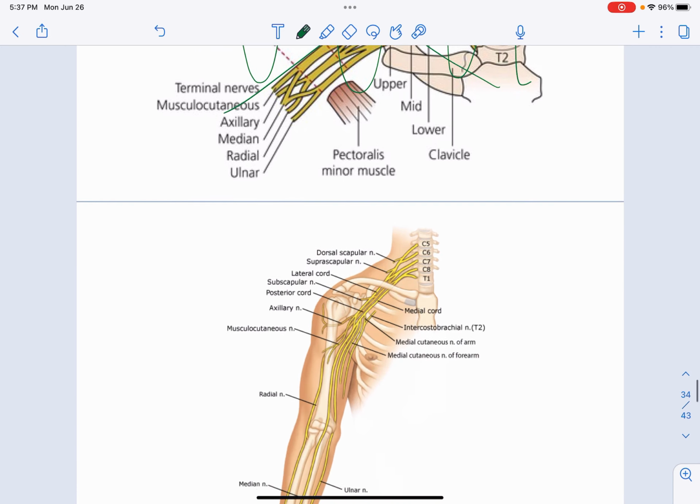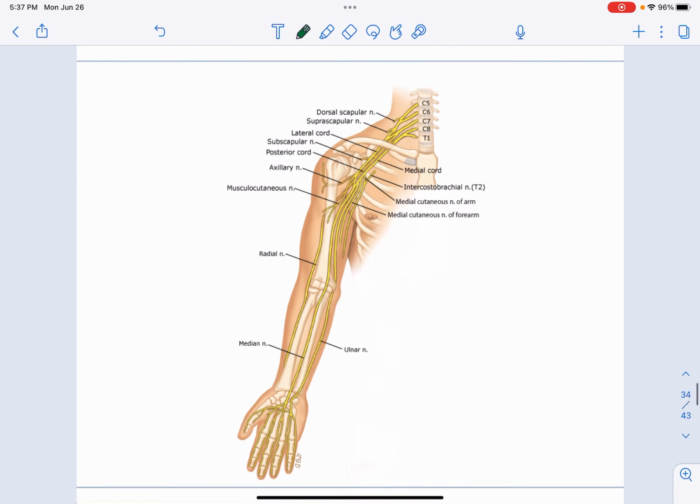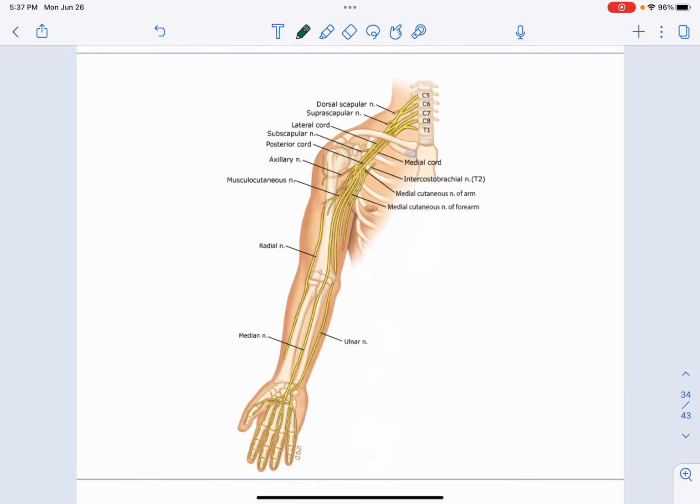It's too much information. All right, here is a nice picture showing you some of those nerves that are coming off of that brachial plexus. You can see the ulnar nerve. It's going to run down the same side as the ulna, the bone. Here's the radial nerve. The median nerve runs right in the middle. Here's the musculocutaneous nerve, and here's the axillary nerve.